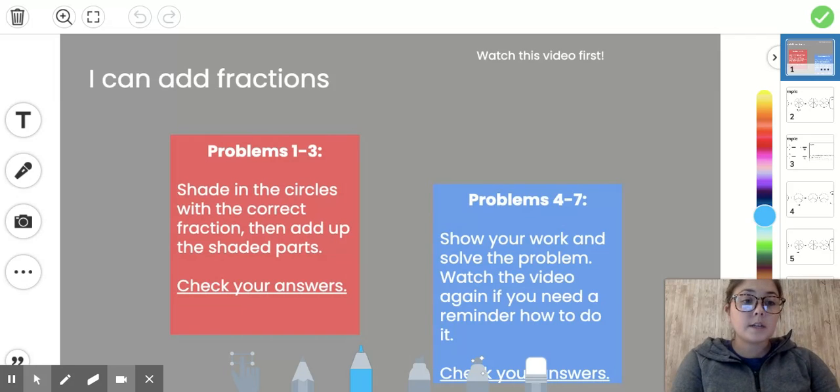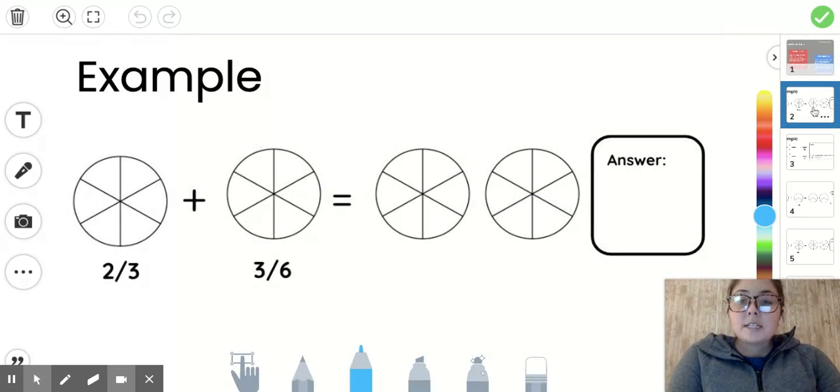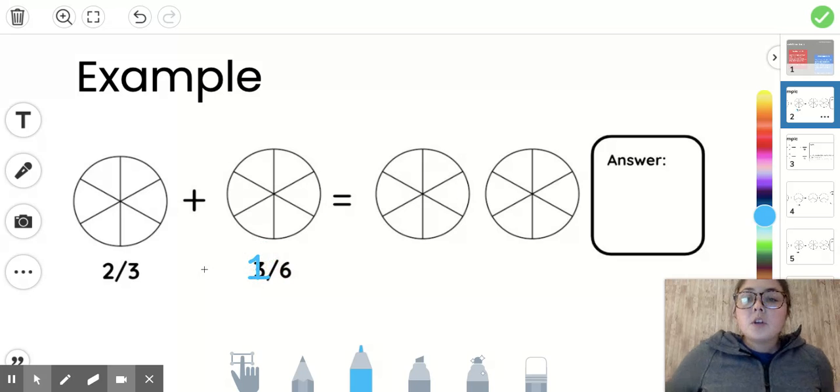This is what your work is going to look like. There's going to be 2 example problems that I'm going to do, and then you're going to do 7 problems on your own. Our first example problem is, I don't think this saved on my other thing, 2/3 plus 1/6.